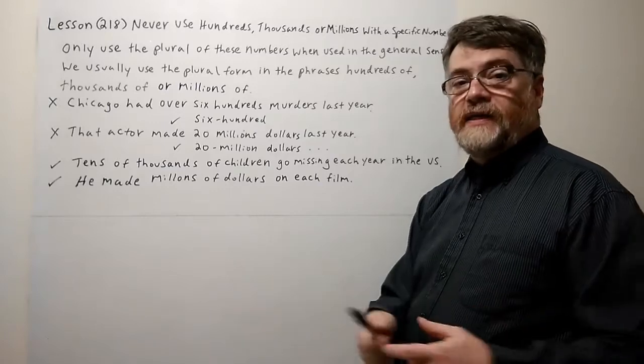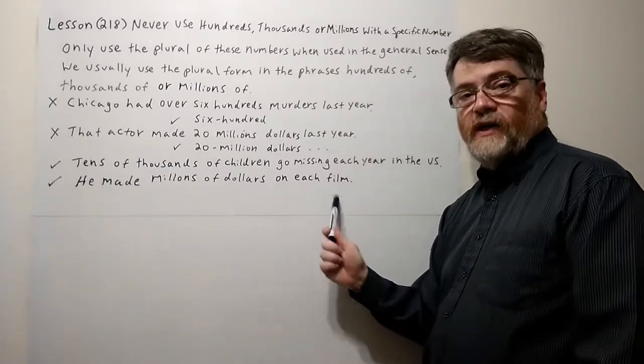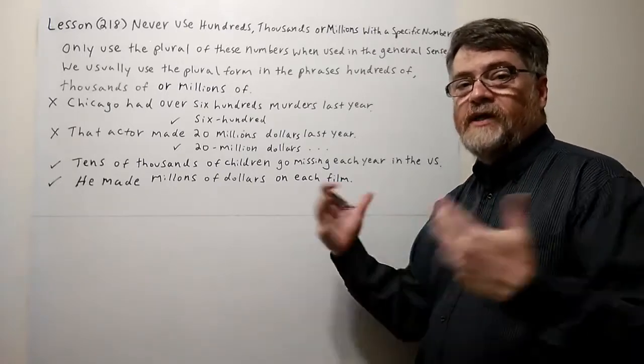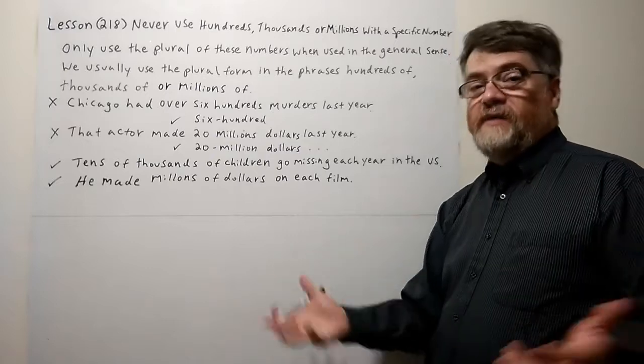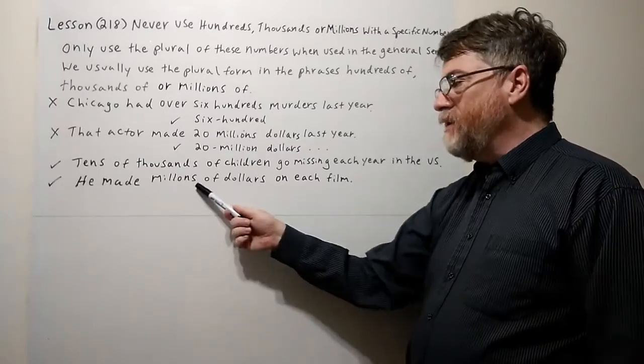All right, let's look at the second example. He made millions of dollars on each film. All right, again, it's not a specific number. We said he made millions. It's talking about millions in general. Maybe he made 5 million. Maybe he made 10 million. We don't really know. So in that sense, you can use millions of.